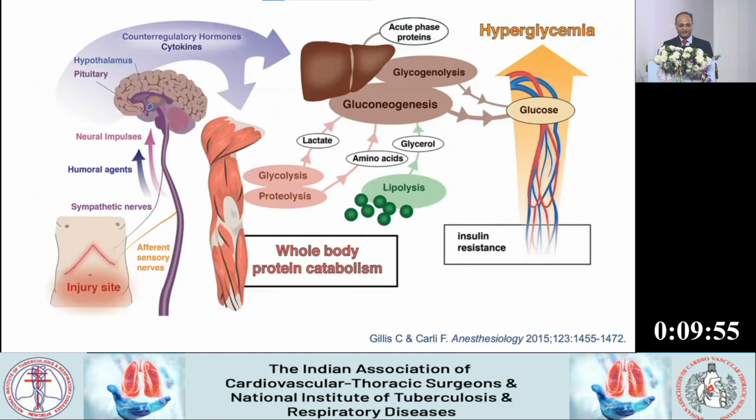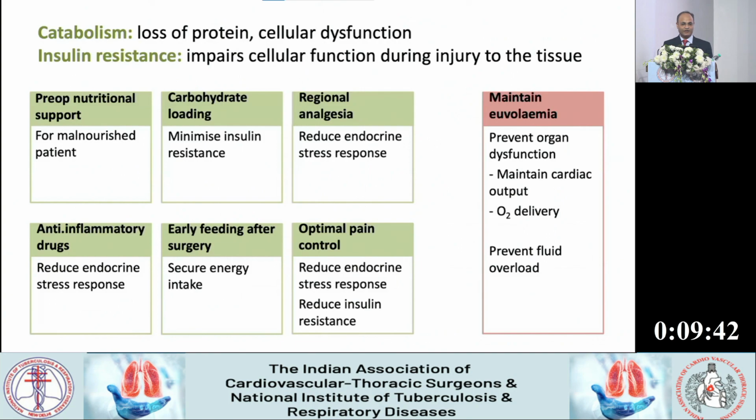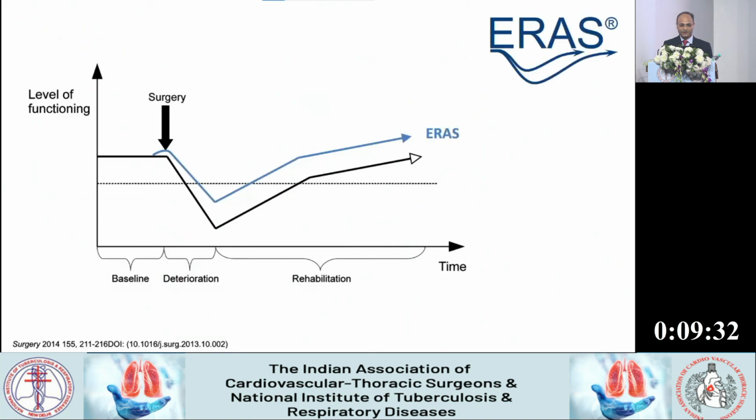After any surgery, you can see there is a stimulation of the brain by the sympathetic system, by hormones, which in turn secretes plenty of cytokines, which promotes protein catabolism, hyperglycemia and insulin resistance. There is a catabolic state, loss of protein, cellular dysfunction, and insulin resistance impairs cellular function during injury to the tissue, and all these things we don't want after any surgical trauma. So this is the place where ERAS comes in. After any surgical trauma, the whole idea of ERAS is to minimize the impact of the surgical trauma and to accelerate the healing after the surgery.